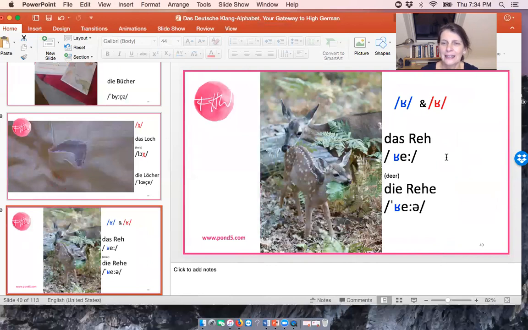Here's re, die re. With some people it's a voiceless sound, and then you could use a different symbol. But with me it's a voiced sound. Das re, und die Rehe. Das Reh, die Rehe.